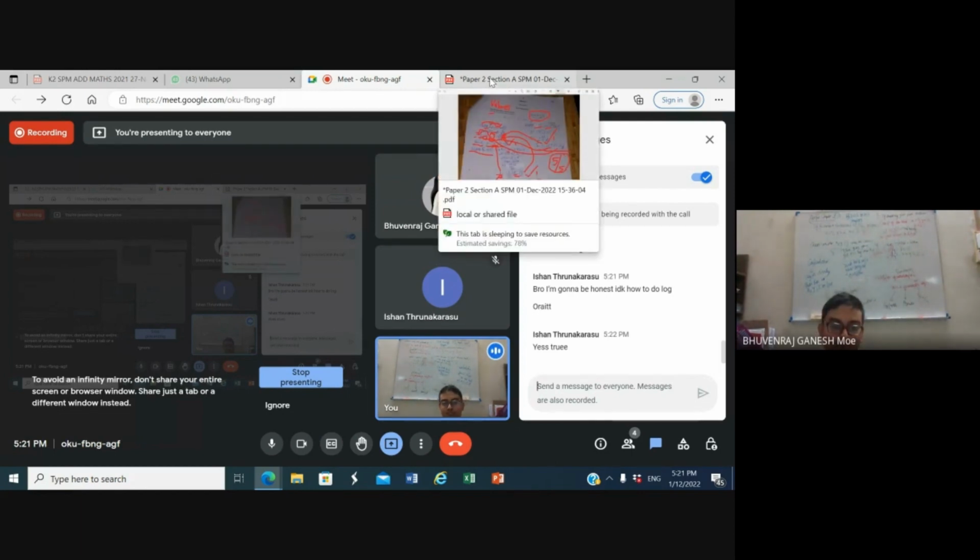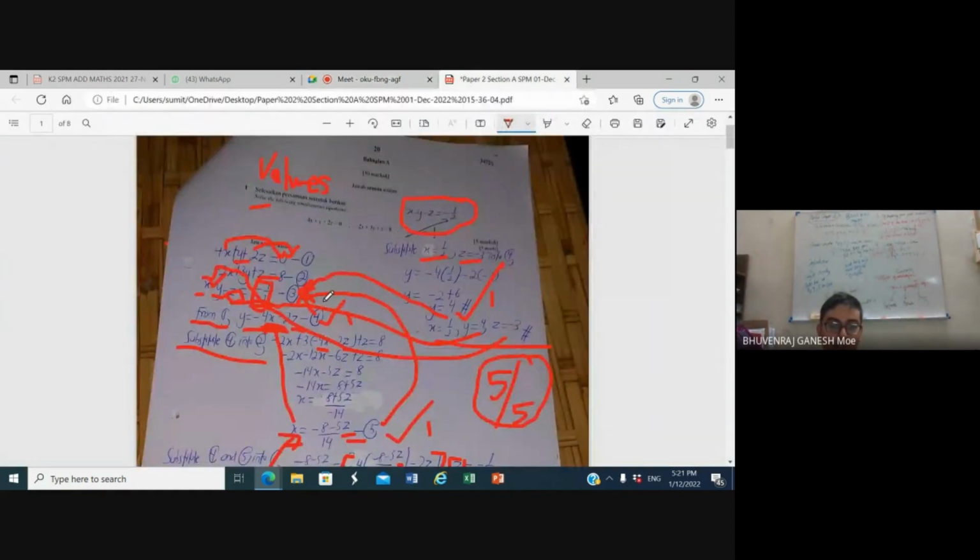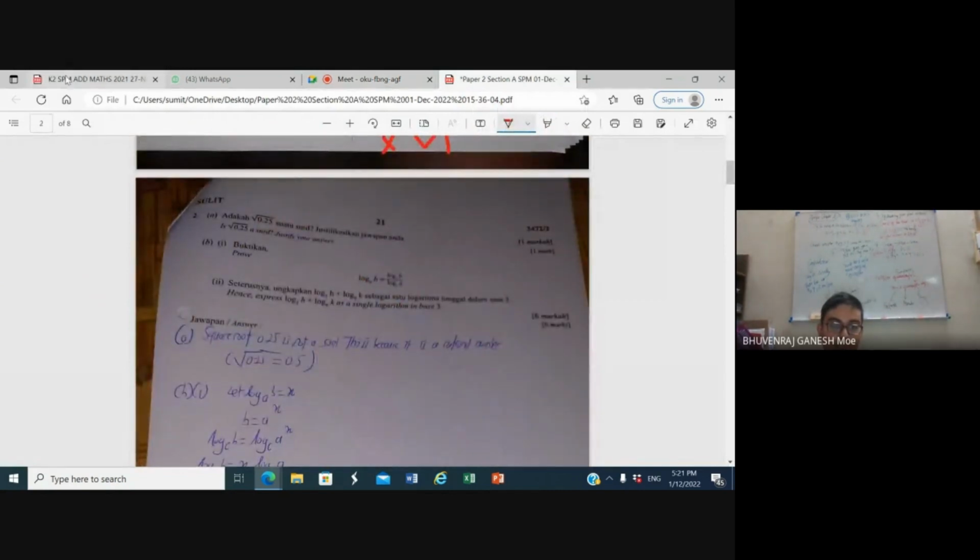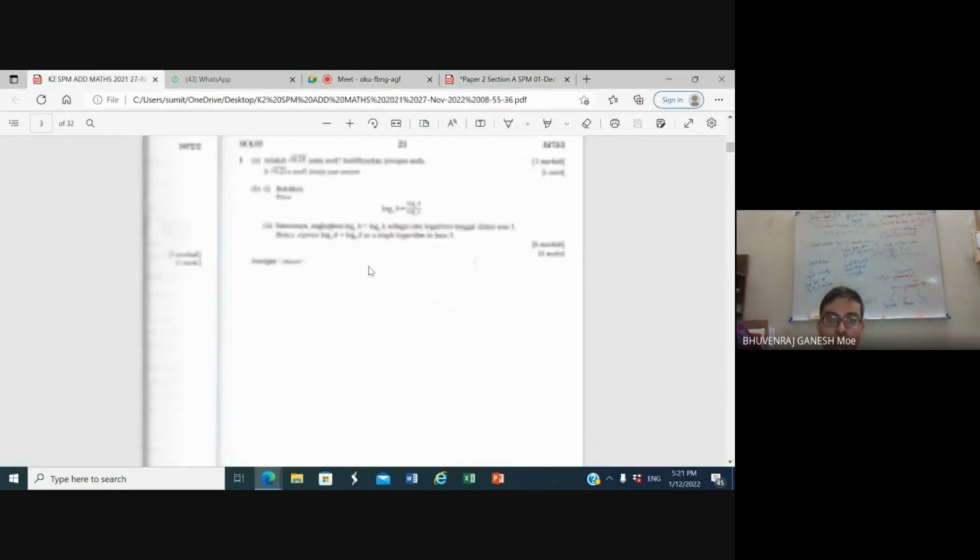Okay, so now we go to this one. Wait, I show the question first. Number 2. Okay, so this is the question now. You see, right? First question itself, they didn't ask you to solve anything. You see, is the square root of 0.25 a surd? Did you expect this kind of question or not? 1 mark on this, like a theory question. They're asking is the square root of 0.25 a surd, justify.